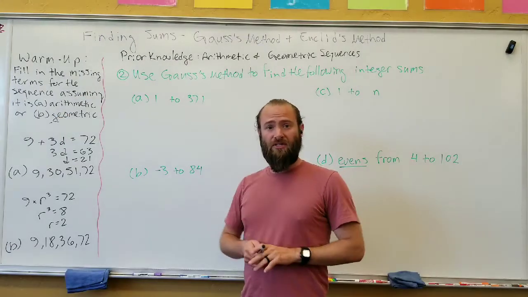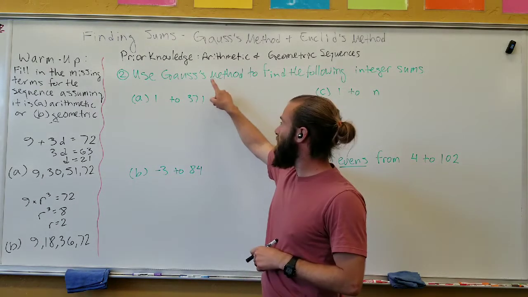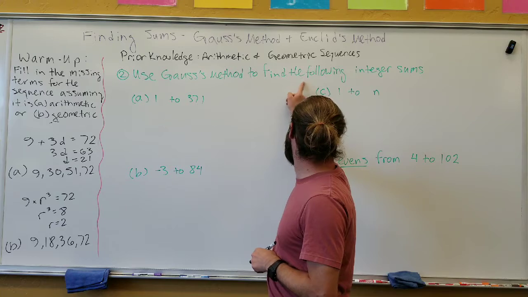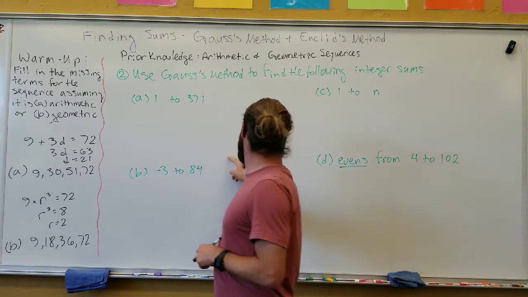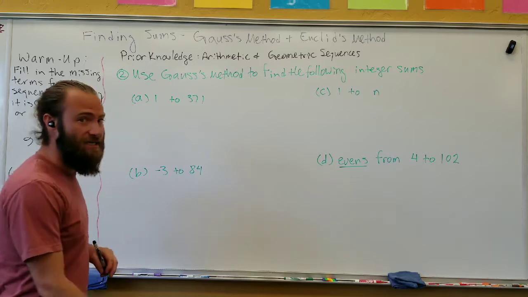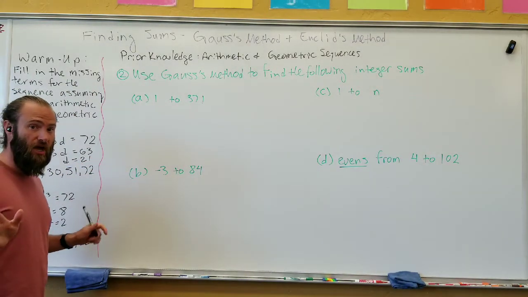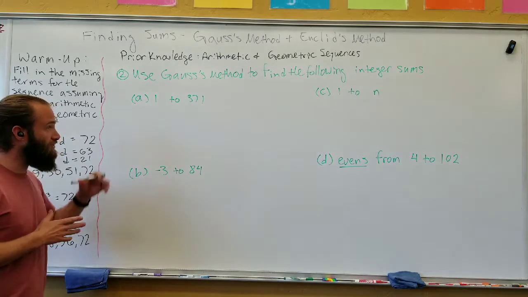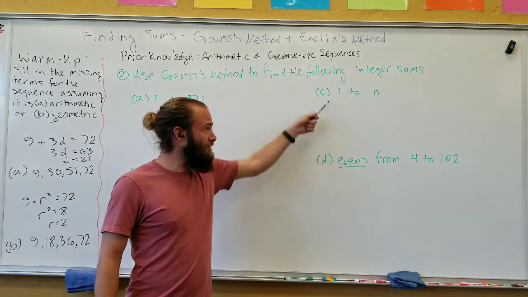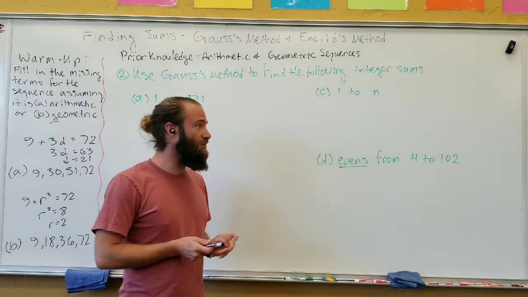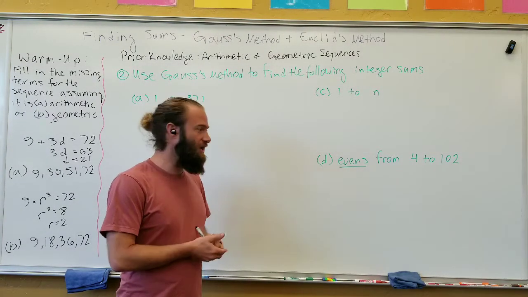Okay, so I want you to tackle a few problems of your own using Gauss's method. Number 2 here, use Gauss's method to find the following integer sums. A, B, C, and D. I definitely want you to do A and B on your own before you check your answers with me. And I'd really like you to take a good strong stab at C and D. Don't just spend 30 seconds on them, really spend some time to see if you can dig out an answer.